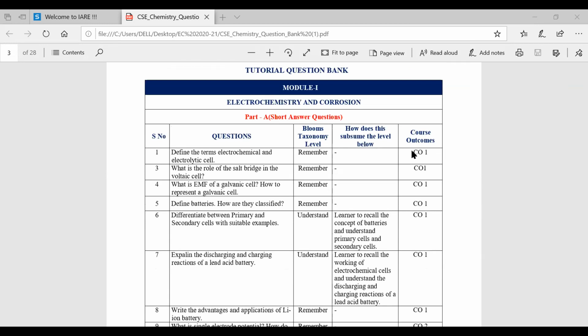Now listen students, in module 3: addition polymerization, condensation polymerization, types of polymerization, plastics and compounding of plastics, preparation, properties and applications of nylon 66, bakelite, PVC and Teflon, and biodegradable polymers. Do you have any doubts? Please raise your hand. Anyone?